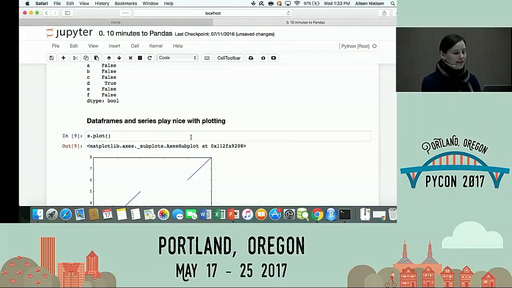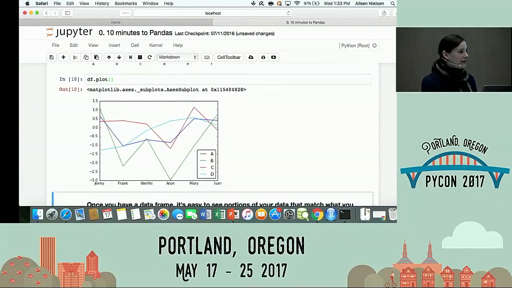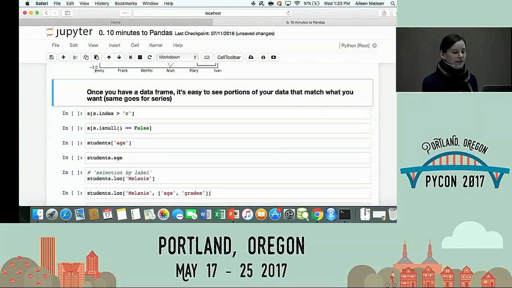You can just plot like this, just dot plot. It's a class method. You can plot a series. You can also plot an entire data frame. It will color things nicely for you, etc.